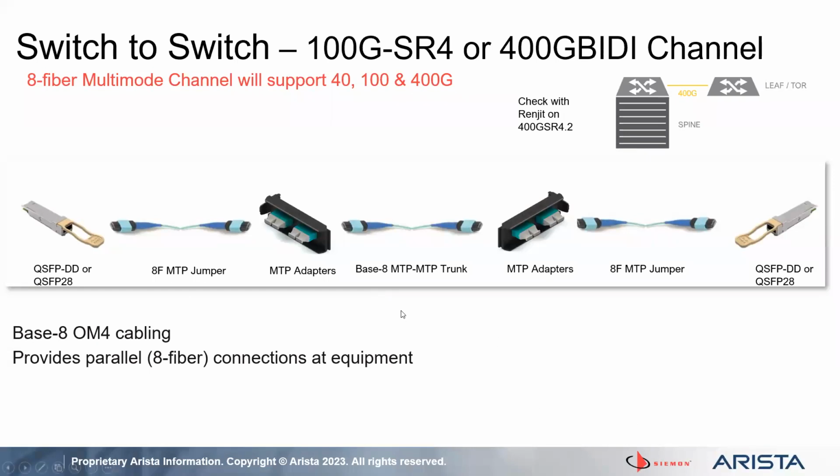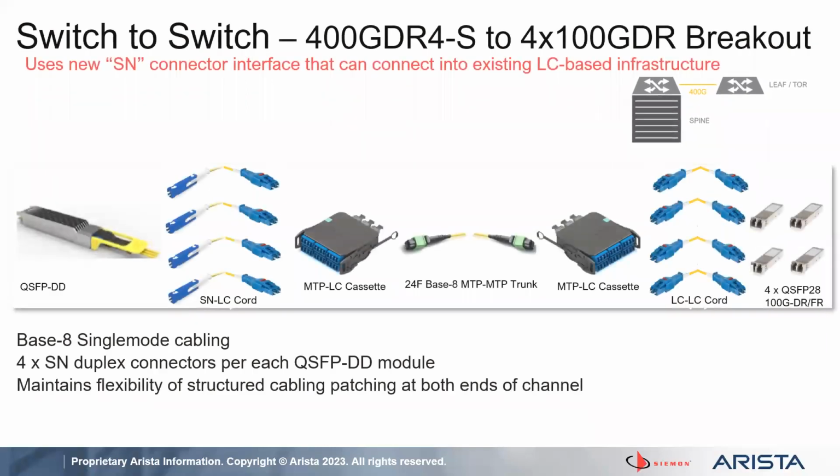And same idea as the single mode: in the middle of the backbone, it's base 8 OM4 cabling, going into adapters and then plugging in with the standard 8-fiber jumper on either end. And as I mentioned before, this channel looks the same whether it's 40 gig SR4 or 100 gig SR4. So either one works for this, and they look the same. The breakout that I mentioned for single mode looks the same for this one as well.